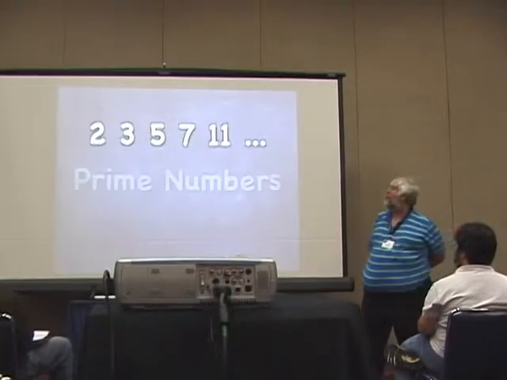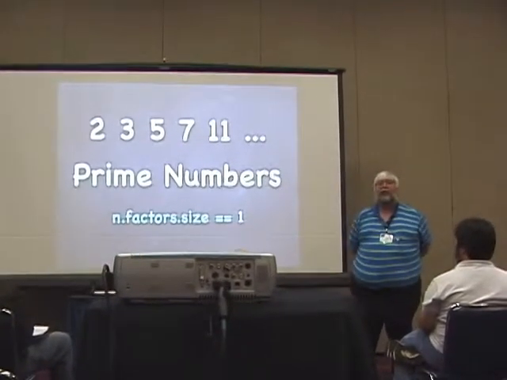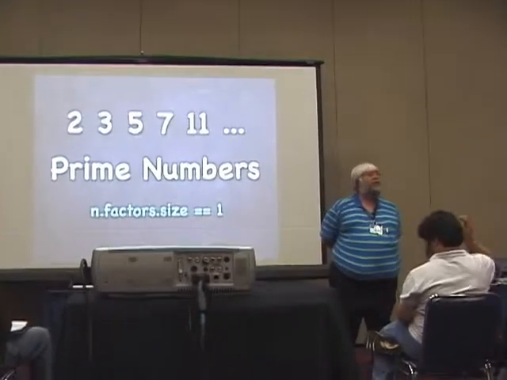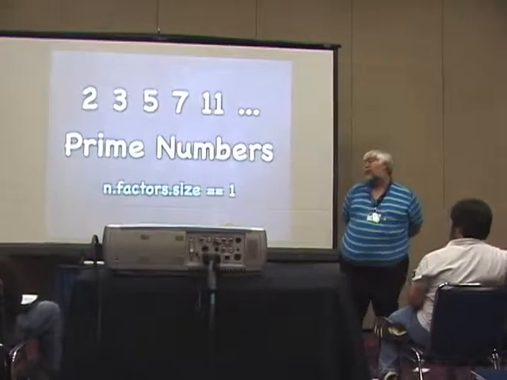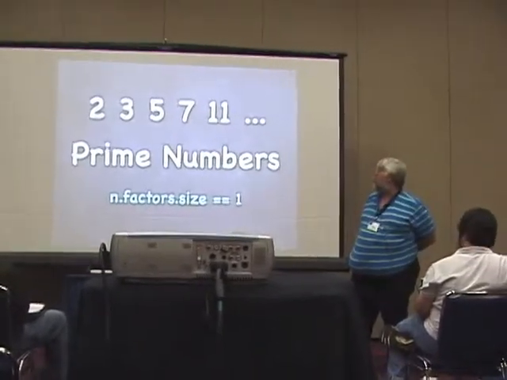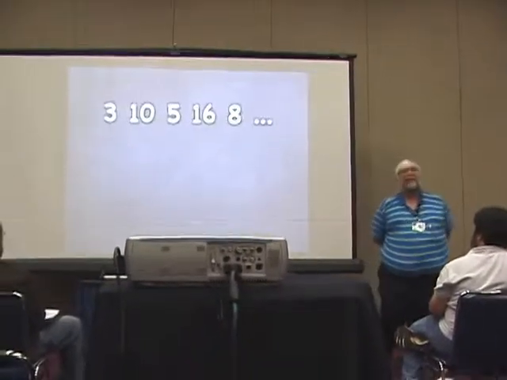Prime numbers. These are all prime numbers. And if we wrote a Ruby function called factors that would return a list of all the factors of a number, if the size of that list returned by factors is 1, then that would be a prime number. So we can specify it through another formula. How about this one? This is tougher.